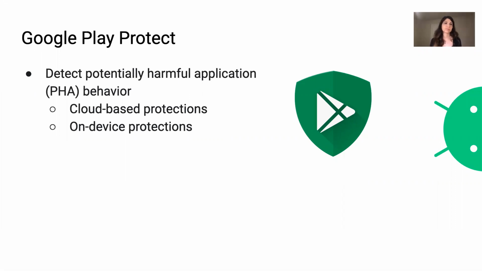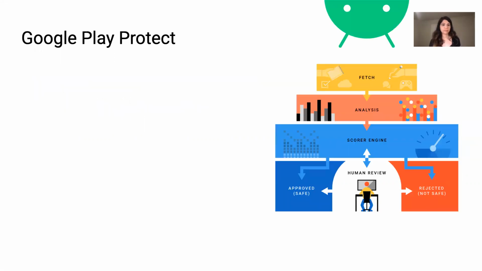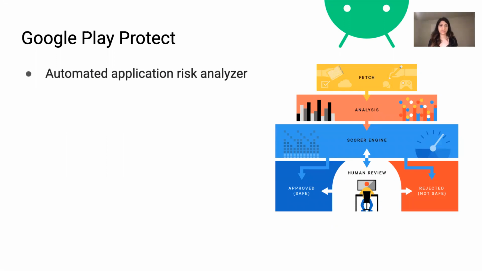And you also have on-device protections with Google Play. The Google Play Protect app on your device will scan the device for PHA behavior. It will fetch the executables, the APK files, and send them to the cloud, which will run the same analysis on these APK files. And then the user will be notified to take action in case Google Play thinks the APK file that it just analyzed might be malware. So Google Play has this automated application risk analyzer to decide PHA behavior. And this analyzer takes a multitude of different inputs to identify PHA.